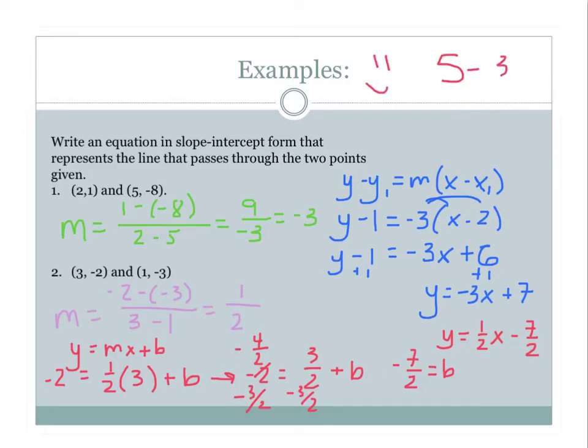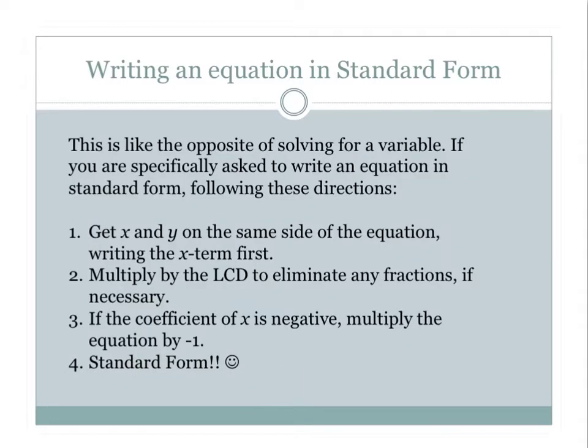Okay, onward. Writing an equation in standard form. This is kind of the opposite of solving for a variable. If you are specifically asked to write an equation in standard form, you're going to follow these directions. You're going to start by getting x and y on the same side of the equation, writing the x term first. You're going to multiply by the least common denominator to get rid of fractions if it's necessary. If the coefficient of x is negative, you're going to multiply the equation by -1. You want that coefficient of x to be positive, and at that point you have, ta-da, standard form.